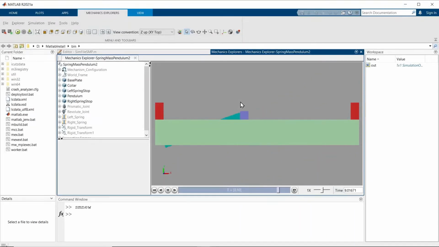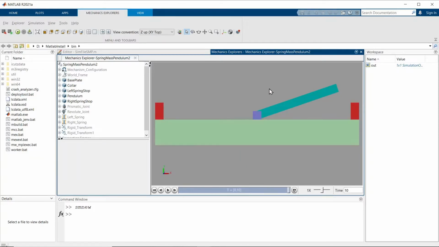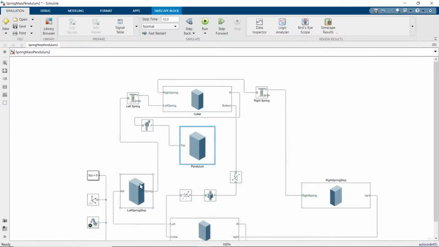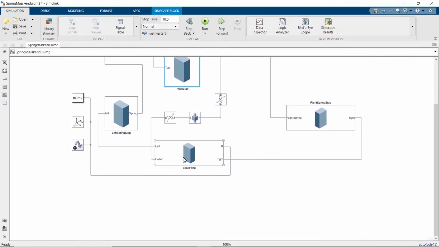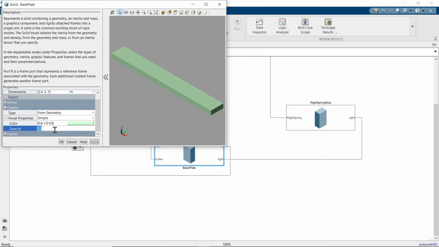Okay, so that's what the pendulum looks like. Maybe we can make this opaque so we can see more of what's going on. Or is this already opaque? Opacity, let's make it 0.75. Will that help us?